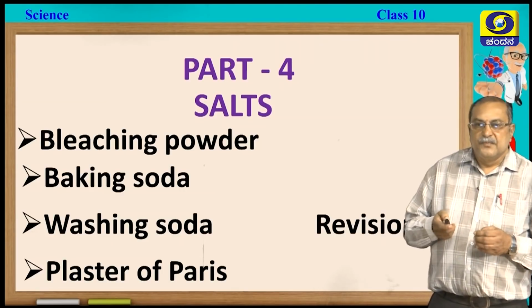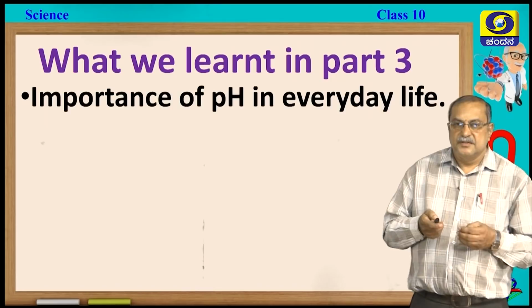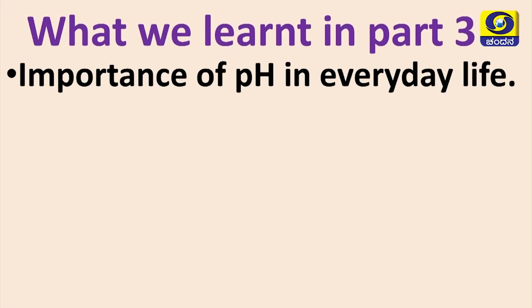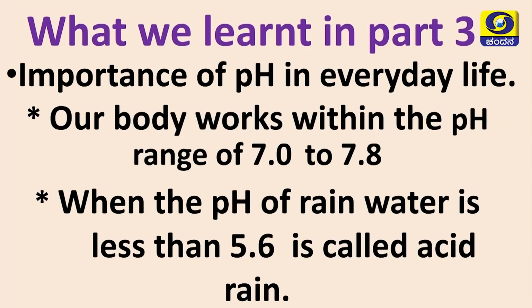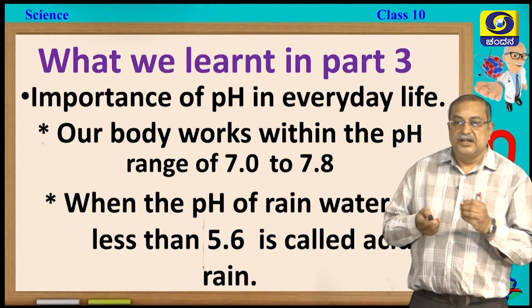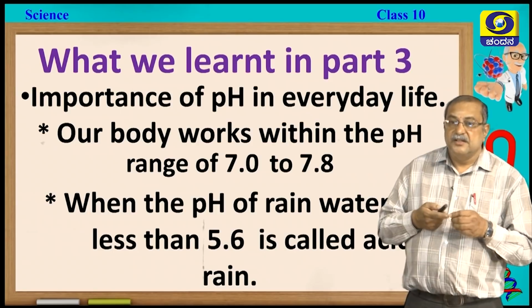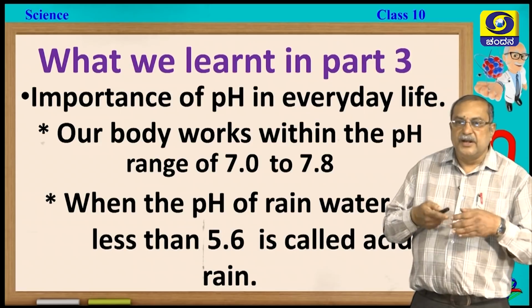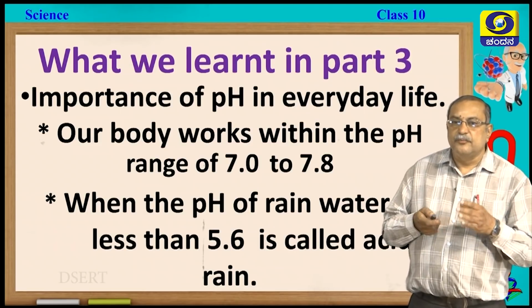Okay. So, finally, I am going to do the revision. What we learned in part 3 we are going to revise now, the importance of pH in everyday life. Okay. So, for our body to work, it requires a pH range of 7 to 7.8, that is little basic in nature. So, our body is going to work properly, that is digestion of food and other things will occur, but digestion requires a little acidic nature, but when you go to the basic nature, the blood and all that will work in 7 to 7.8.